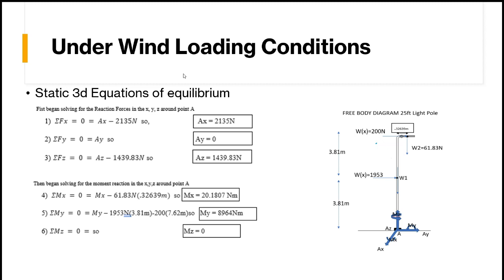Then we can solve for the moment reaction in the xyz around point A. We see that a moment is created in the x direction, again because of the light fixture weight wanting the pole to rotate around the x-axis. Then we have the y, which is new and way bigger than before due to the wind loads acting in the x direction, wanting the pole to rotate around the y-axis. This causes a moment of 8,964 newton-meters. And then solving for the z, there is no z moment due to no forces acting in the z direction.